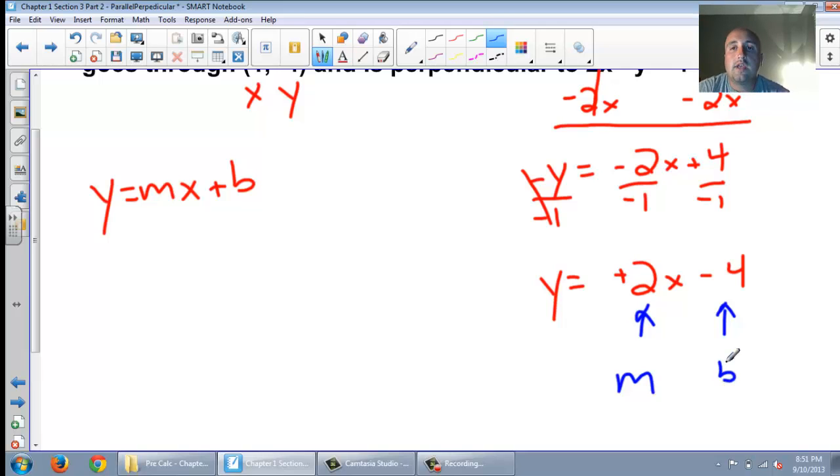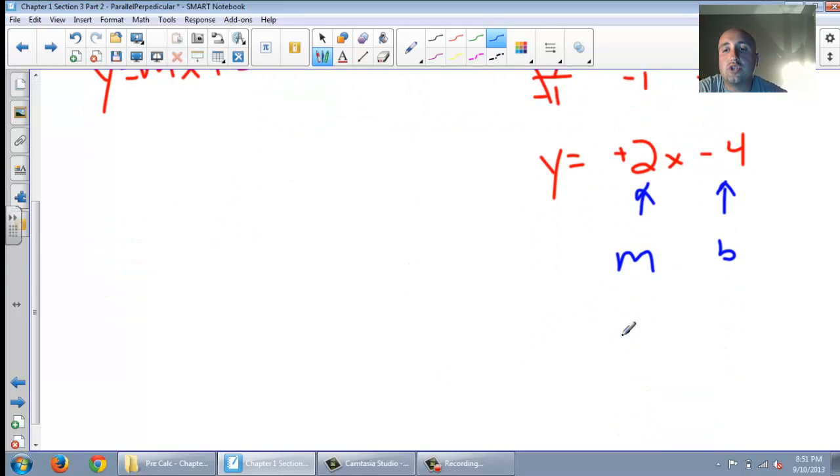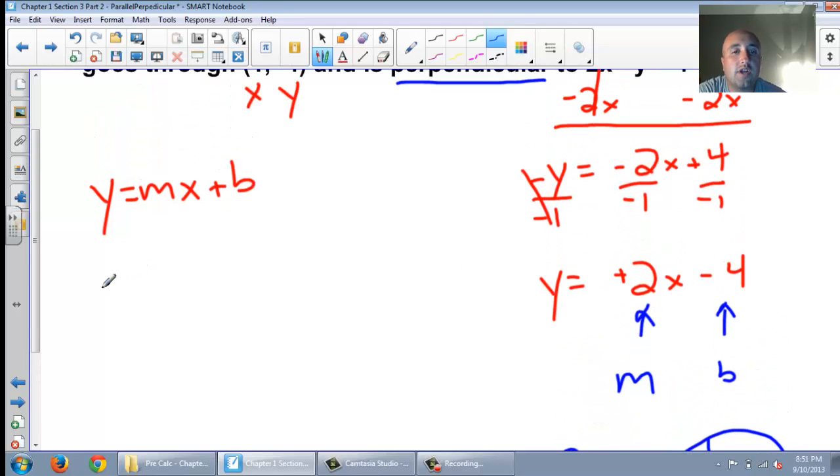But we have to remember that our original problem says the lines are perpendicular. So if our slope is 2, our new slope is going to be the opposite sign and the reciprocal of 2 over 1, which is 1 over 2. So our new slope is -1/2. I can plug that back into our original equation and say that our slope is -1/2 x.